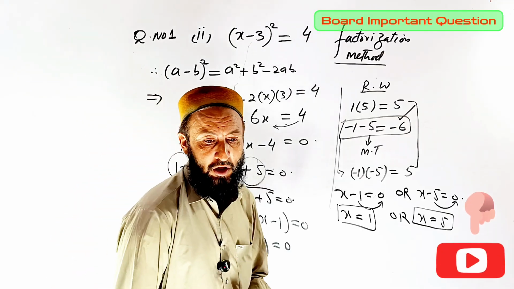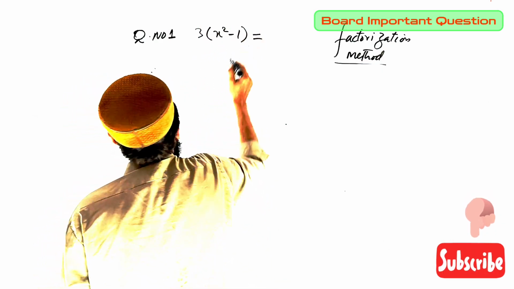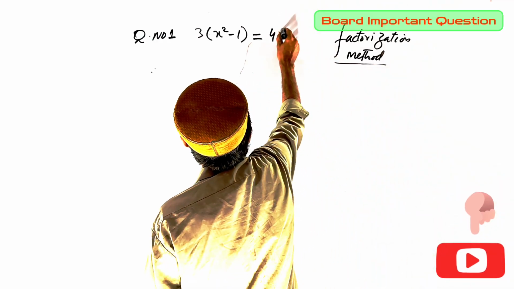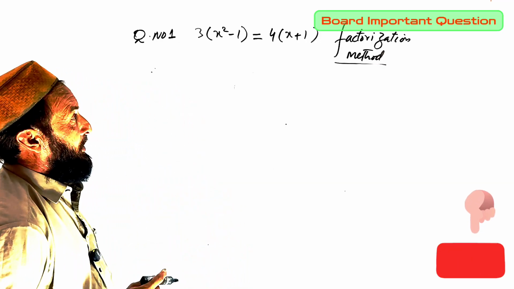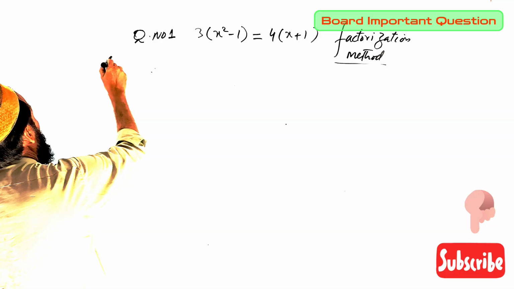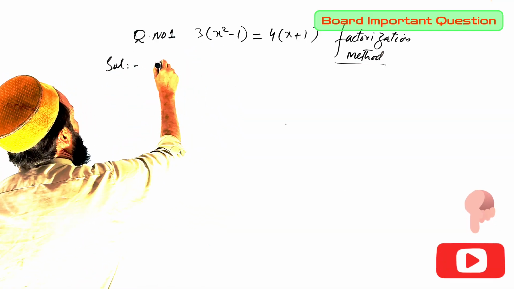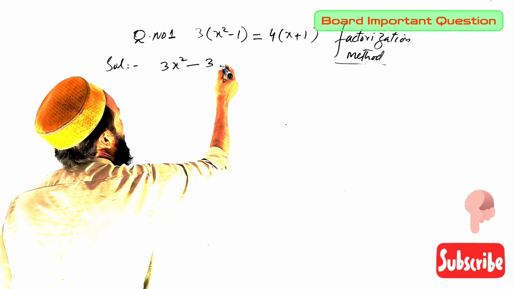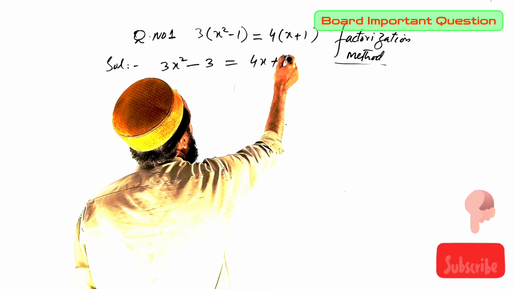Another question we try to solve: 3 into x square minus 1 is equal to 4 into x plus 1. How can we determine the roots of the equation? By the factorization method. First of all we open the brackets: 3 is multiplied to each term, 3 multiplied by x square is 3x square, 3 multiplied by minus 1 gives minus 3, is equal to 4 into x plus 4.